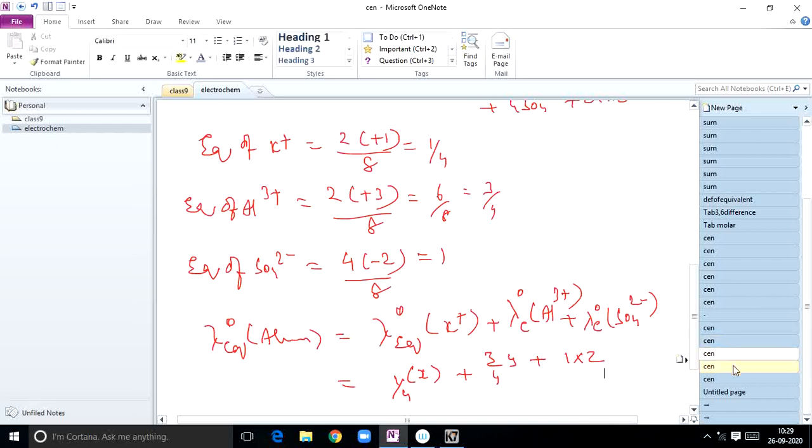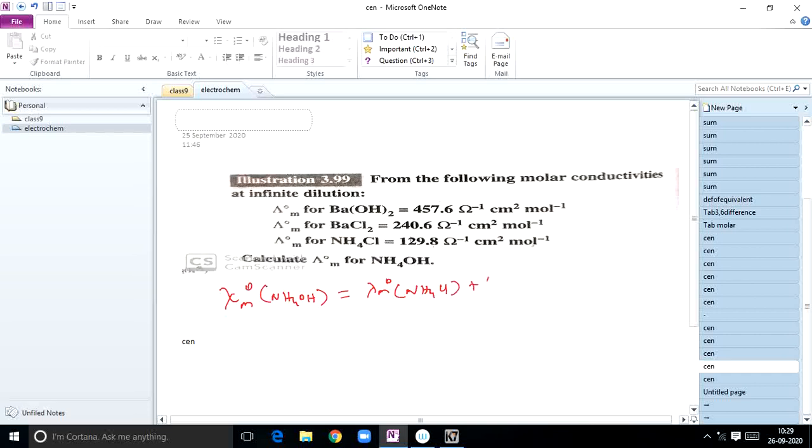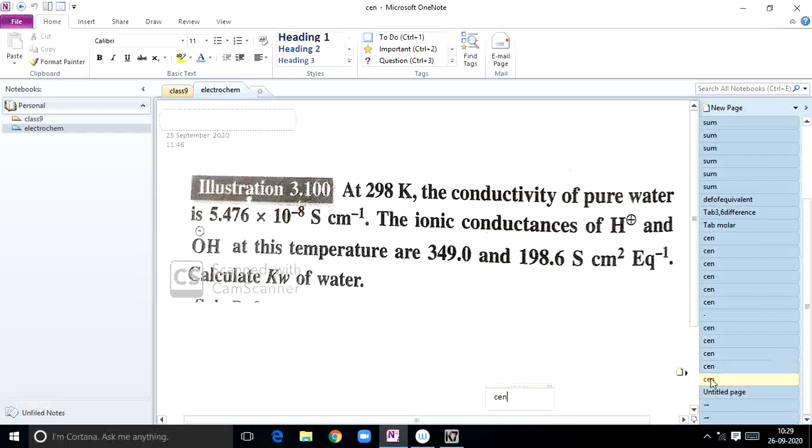Next, this model we did already, students. If you want, you can recollect. Lambda m naught of ammonium hydroxide they are asking is equal to lambda m naught of ammonium chloride plus half into lambda m naught of barium hydroxide minus half into lambda m naught of BaCl2. This model is important for NEET also. Do this one. Directly substitute the data, you will get the answer. So do that one, students.